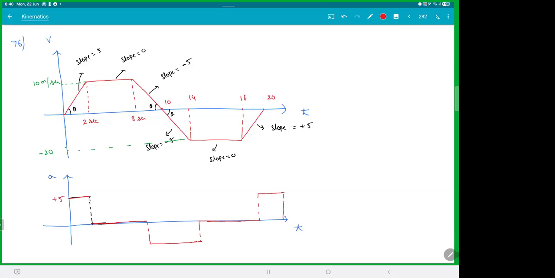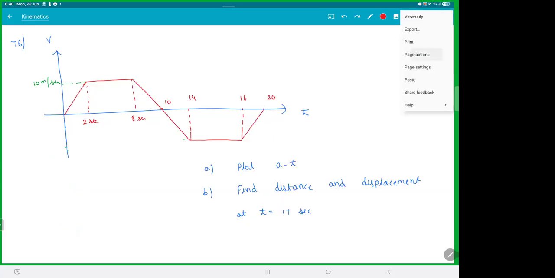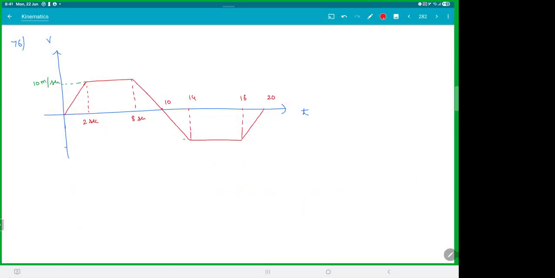There, you just have to find the slopes and you have to plot them. What is the distance and displacement? 17 seconds. So we are talking about somewhere here. So basically this area, one rectangle area, triangle, triangle, rectangle, triangle. So it's just all triangles and rectangles. So this will be half base into height. So that area is 10.